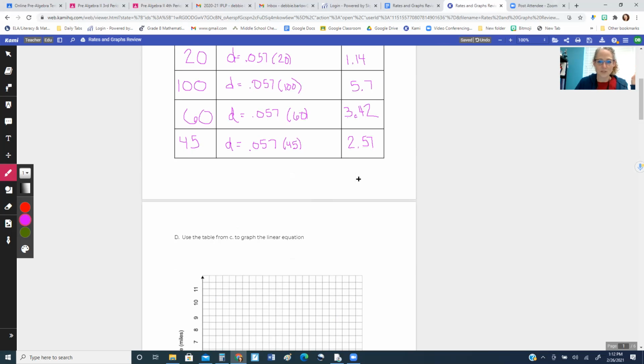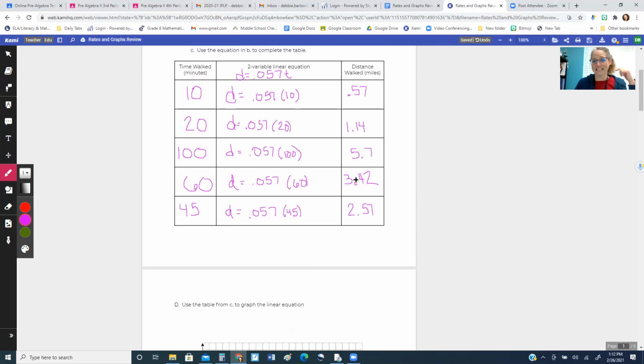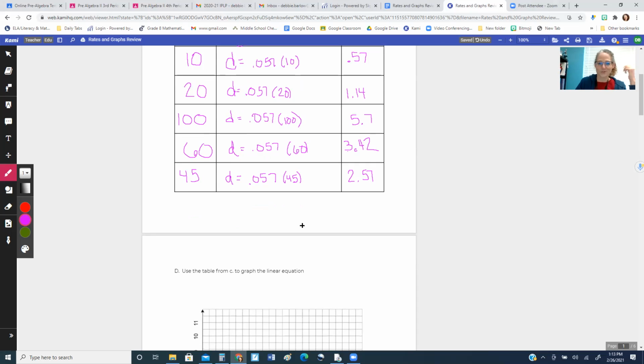You guys wish you could be as precise with your graphing as I can. I'm not precise at all. I'm doing my best, but do your best. If it's way off, I'm going to mark it wrong. But if you're close, that's good.